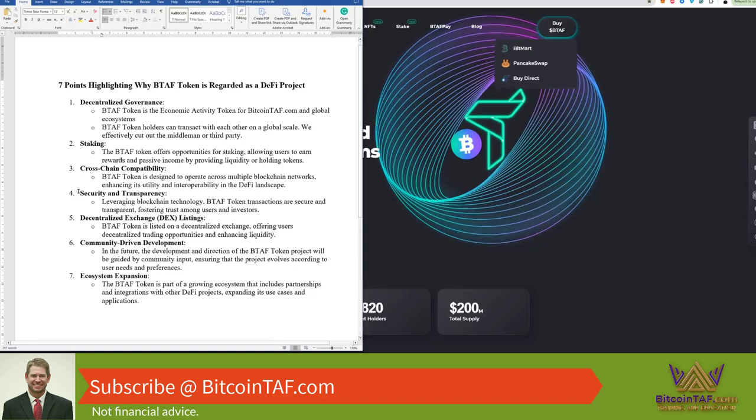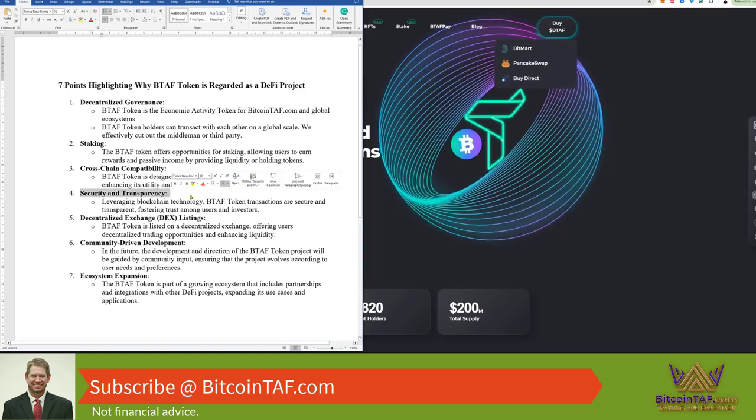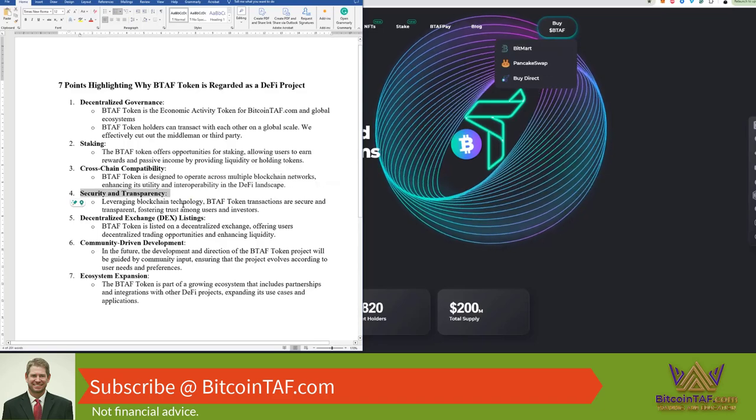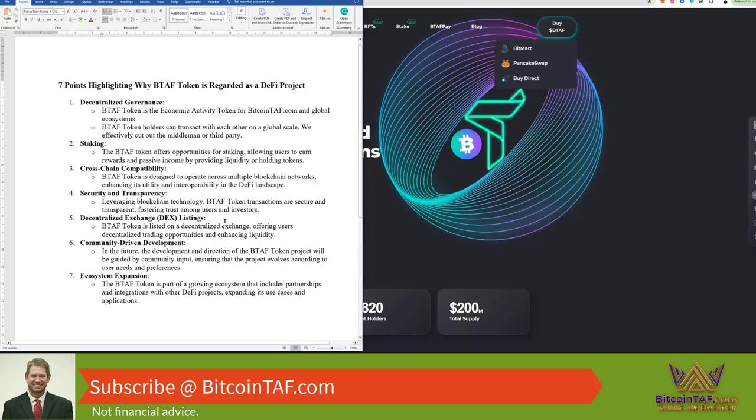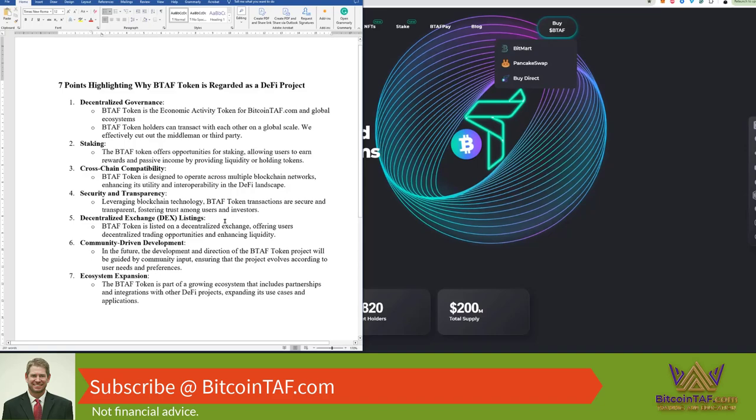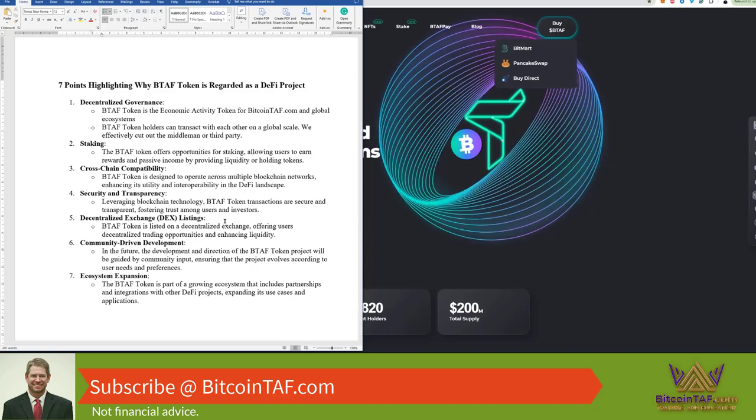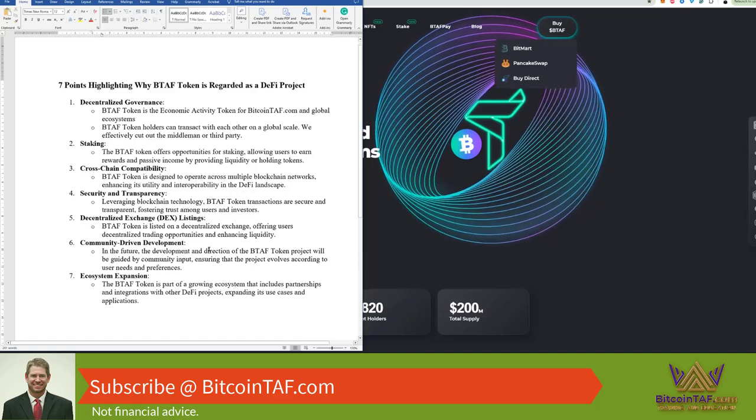So security and transparency for us was really one of the paramount issues. And that's why we built it on the blockchain of Binance. I think Binance, BNB, is one of the most secure blockchains in the world.